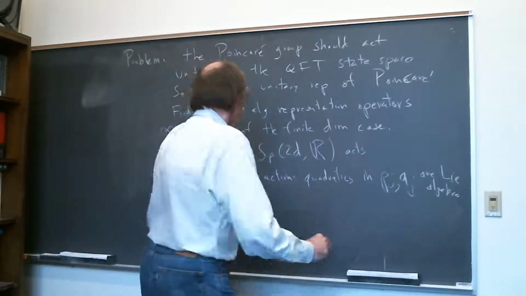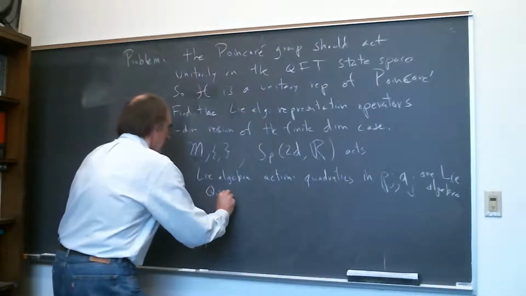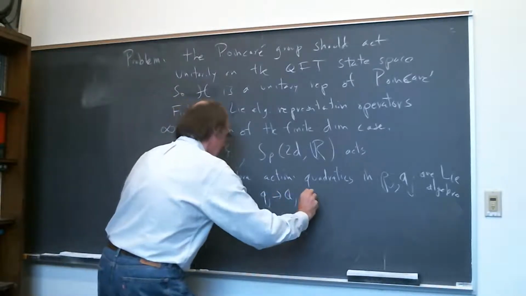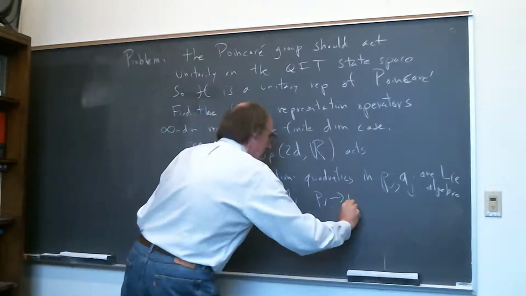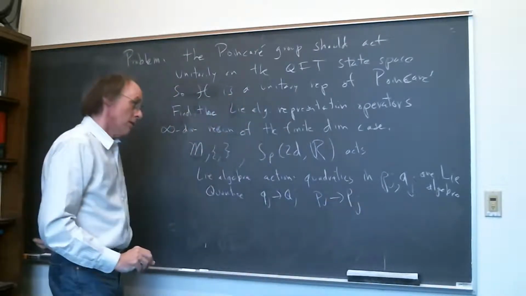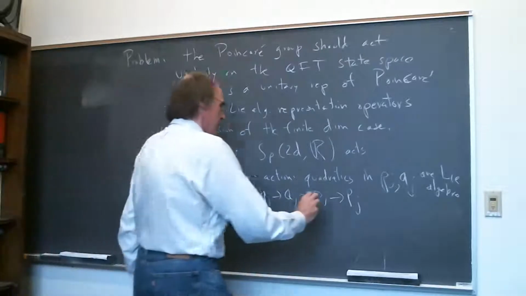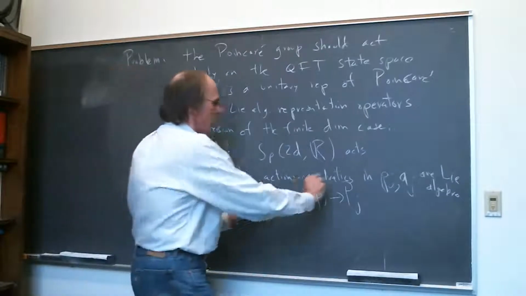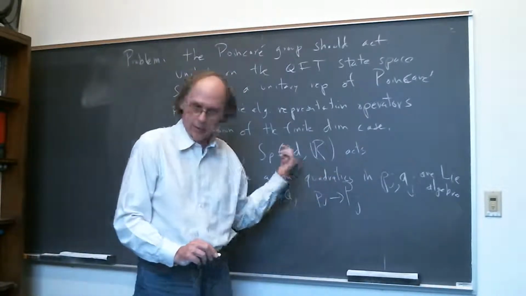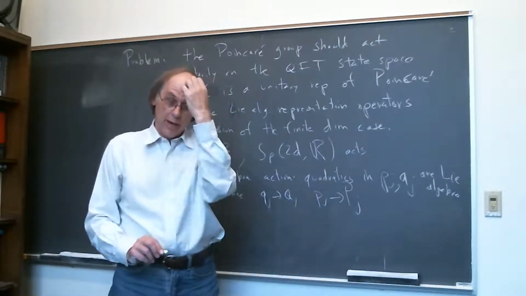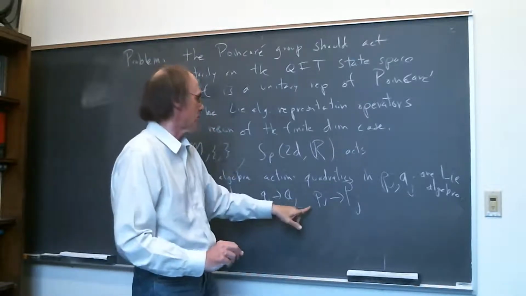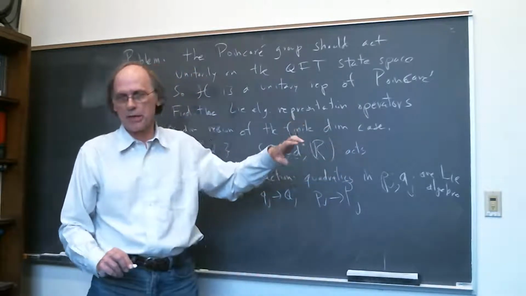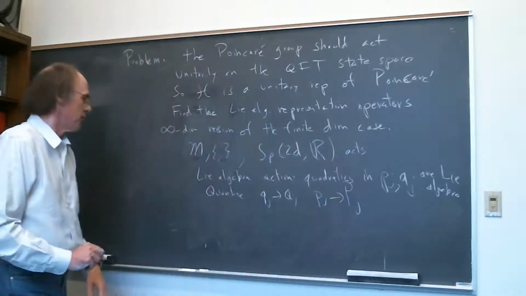And so you just quantize: q_j goes to big Q_j, p_j goes to big P_j. And then you have to be a little bit careful about the ordering. There's an ordering ambiguity problem at a certain point, and that causes this to just be a projective representation, and you deal with that.